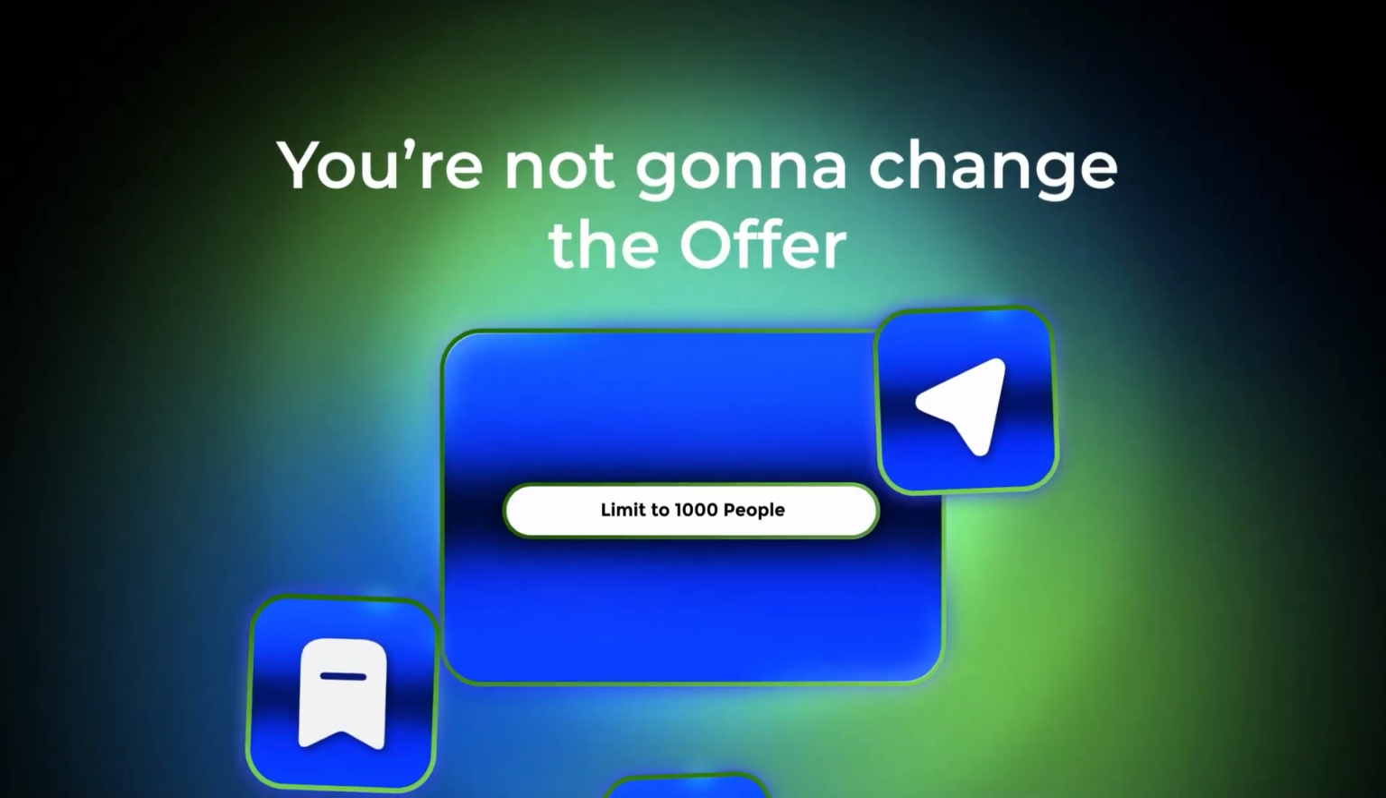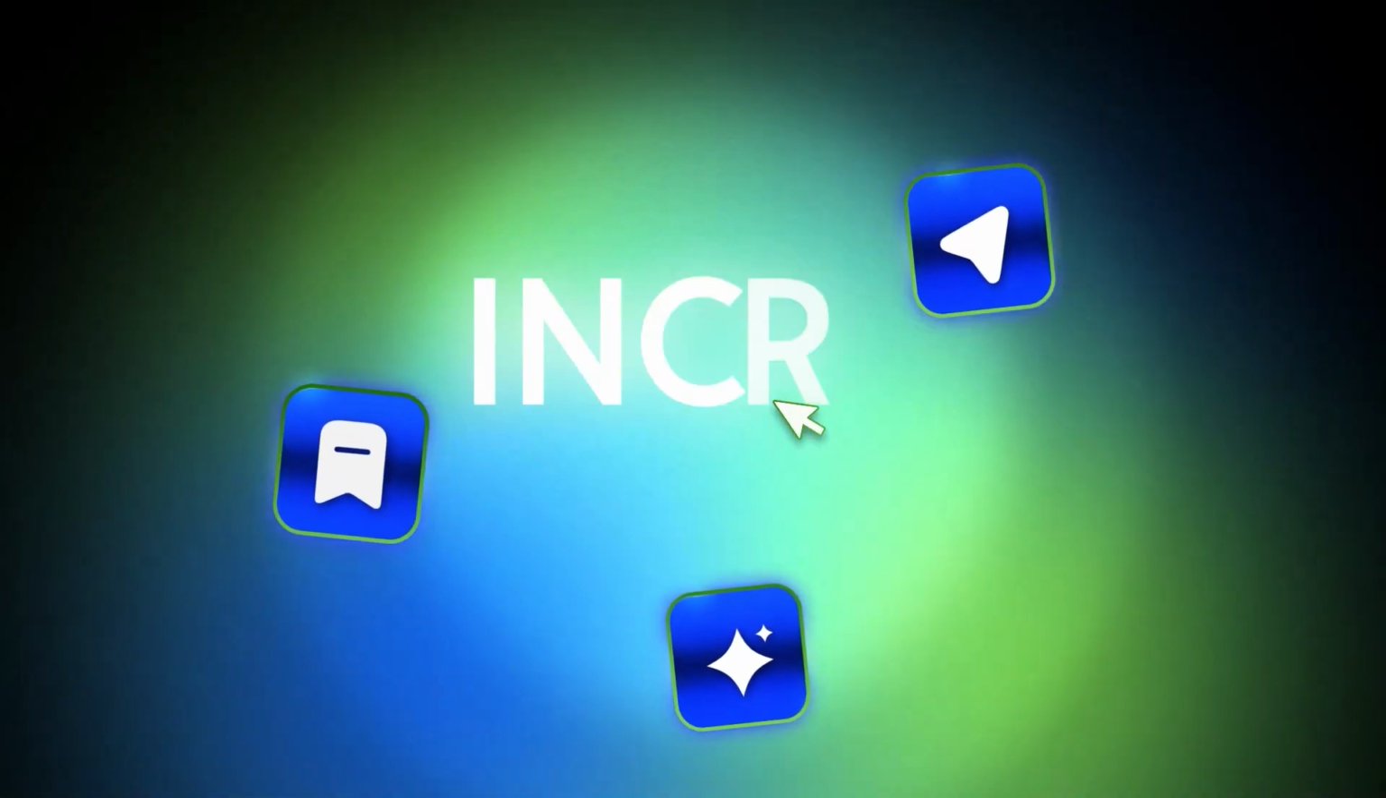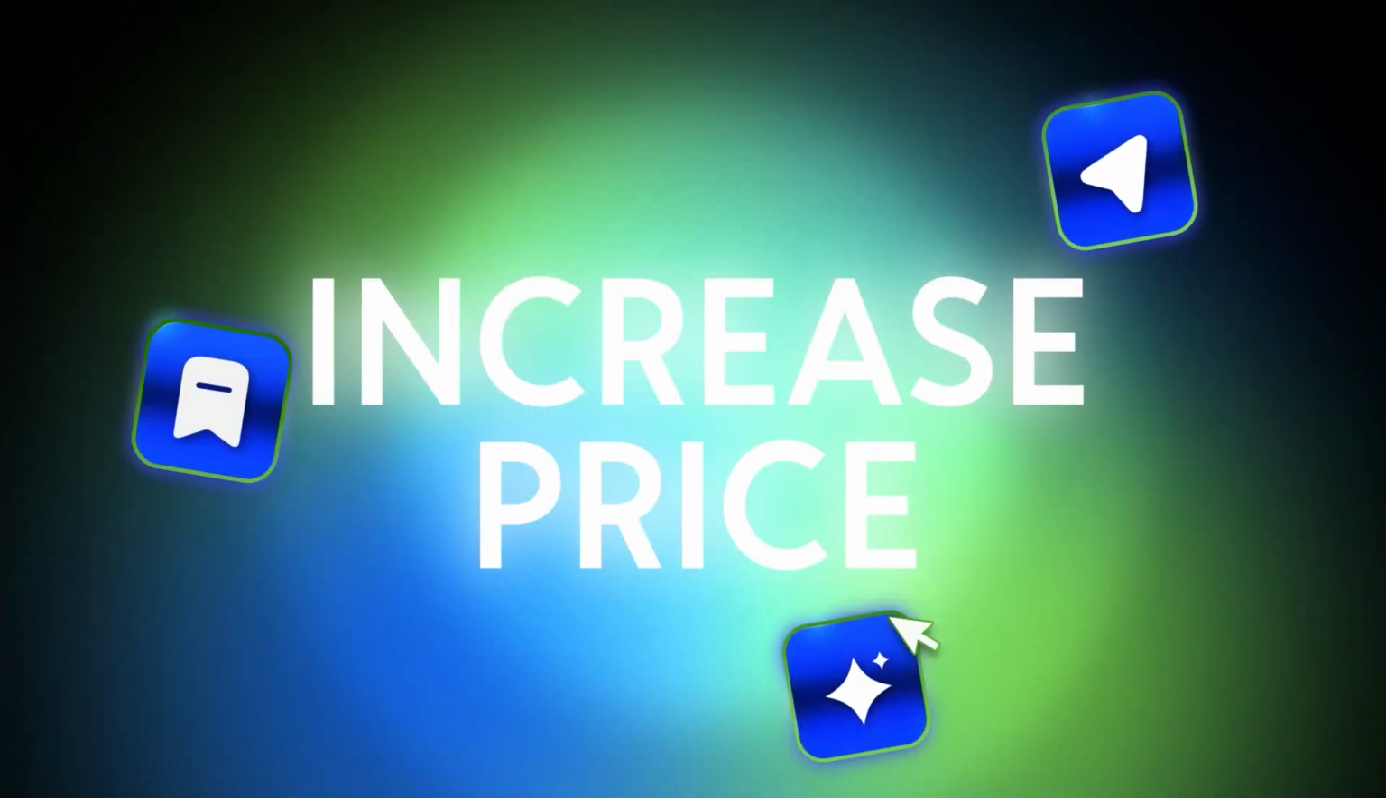And with evergreen low ticket offers where you're not going to change the offer, you're not going to limit it to 1,000 people, you're not going to increase price all the time, how do we add scarcity? So there's a couple of staple ways we do it depending on what kind of offer you have.